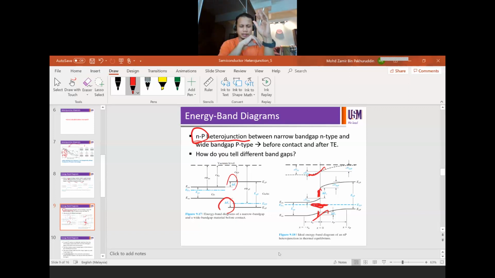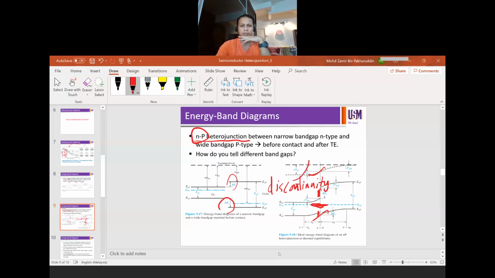It means there is no continuity. So this is called the discontinuity that we discussed before. Discontinuity at the junction due to the abrupt change of the band gaps when going from narrow to wide and wide to narrow. Okay, the rest remains the same.